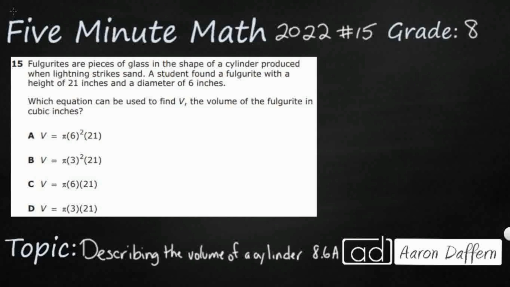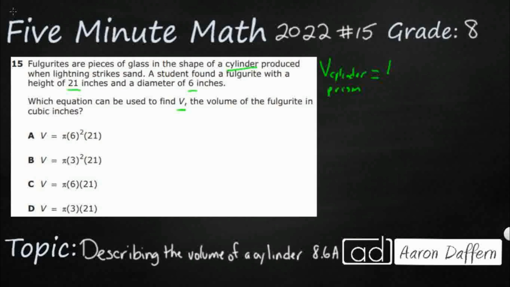So, fulgurites are pieces of glass in the shape of a cylinder, so that's going to be important, produced when lightning strikes sand. So a student found a fulgurite with a height of 21 inches and a diameter of 6 inches. So we need to find V, the volume of this fulgurite, in cubic inches. If we look on our mathematics chart, we are going to find volume, and it's either going to be for a cylinder or a prism. Obviously we are looking for a cylinder, but it's the exact same equation for both.